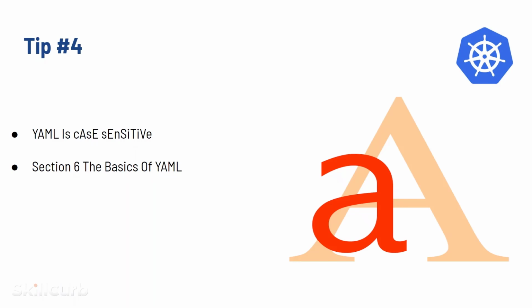The fourth and last best practice is that YAML is case sensitive, so other than entering names and labels, make sure everything else in the YAML file is lowercase. If you go back to the Basics of YAML video, you'll see that the first YAML file introduced in this course had spaces instead of tabs and was also in lowercase.